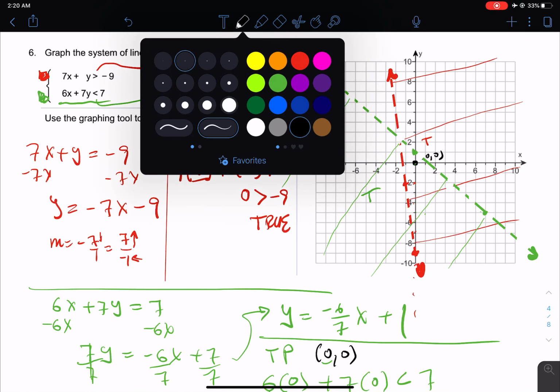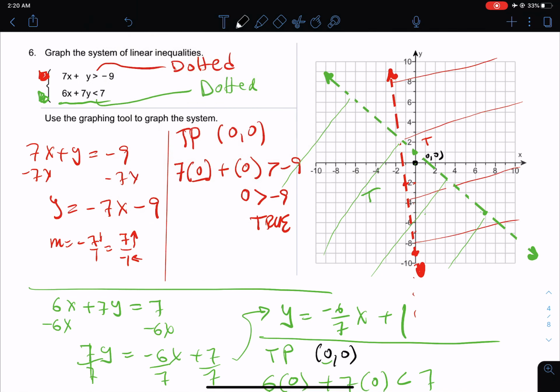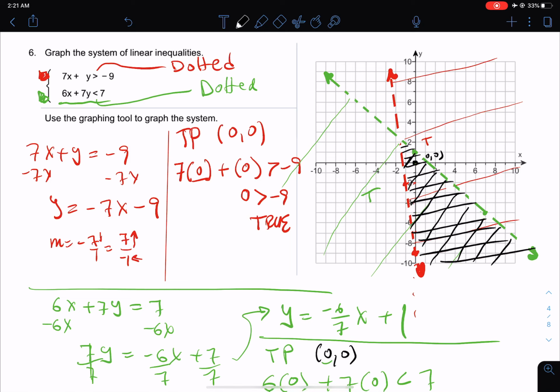And make it just a little bit thicker. So the double shaded region was this stuff over here. And of course you can see dotted lines basically showing a boundary line for us. And there's my solution, the black double shaded region. That actually shows up a little bit better.